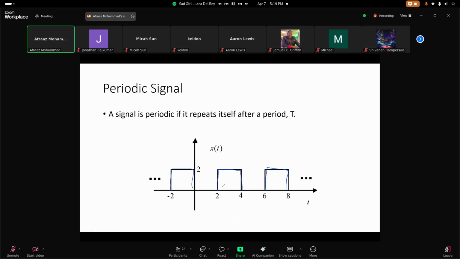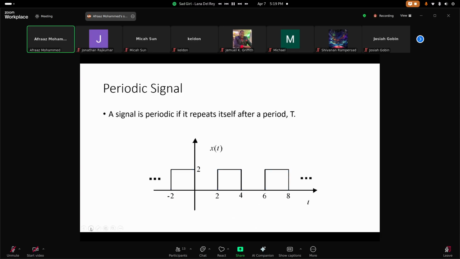And many times in our mathematics and calculations, we look at periodic signals, such as the sine wave, the cosine waves, etc. It repeats itself after some time.